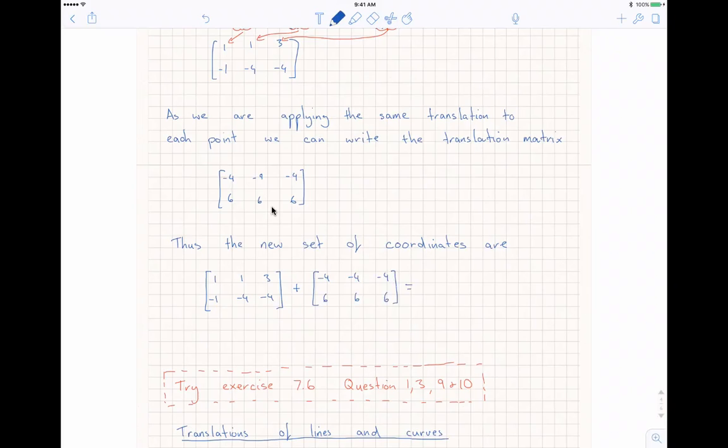Minus 4 plus 1 is minus 3. Minus 4 plus 1 is minus 3. 3 minus 4 is minus 1. Minus 1 plus 6 is 5. 2 and 2.